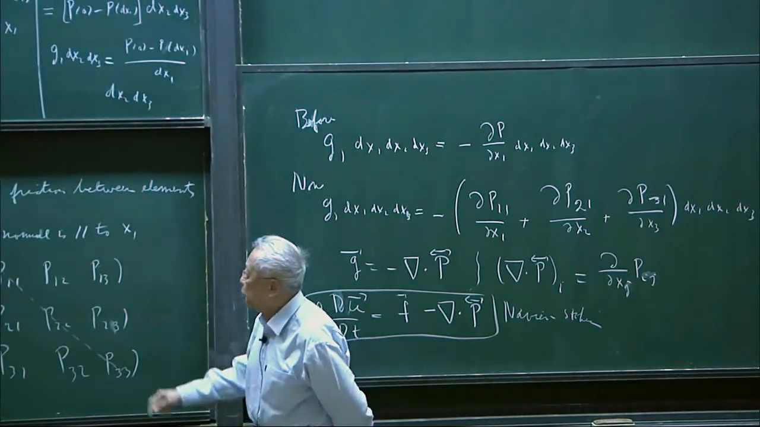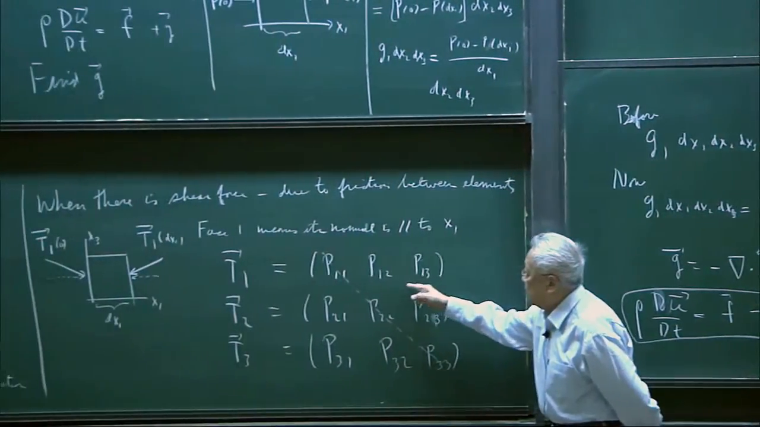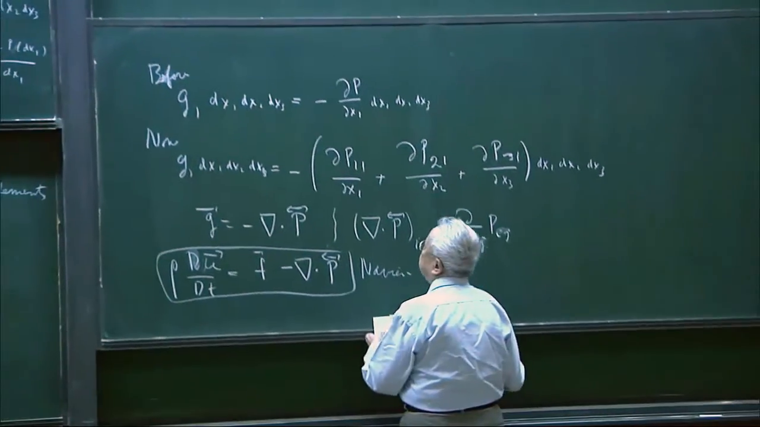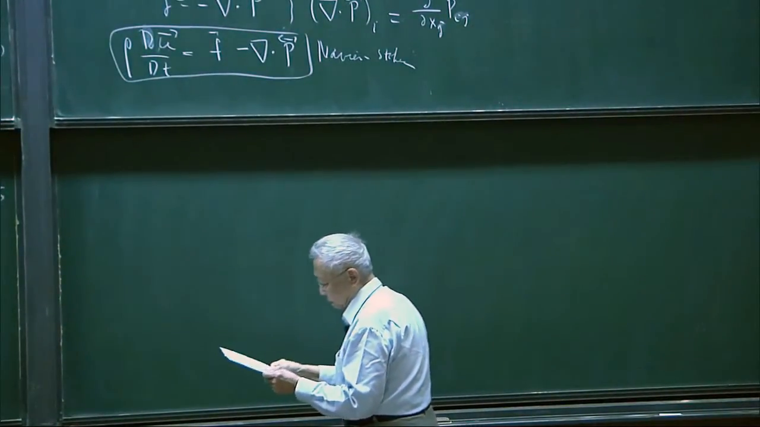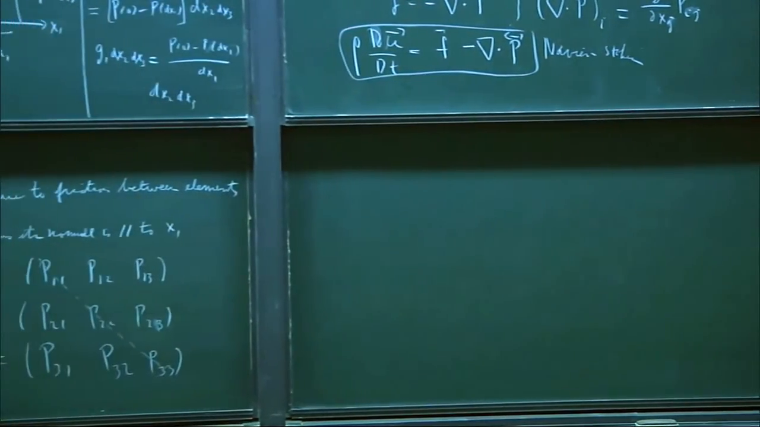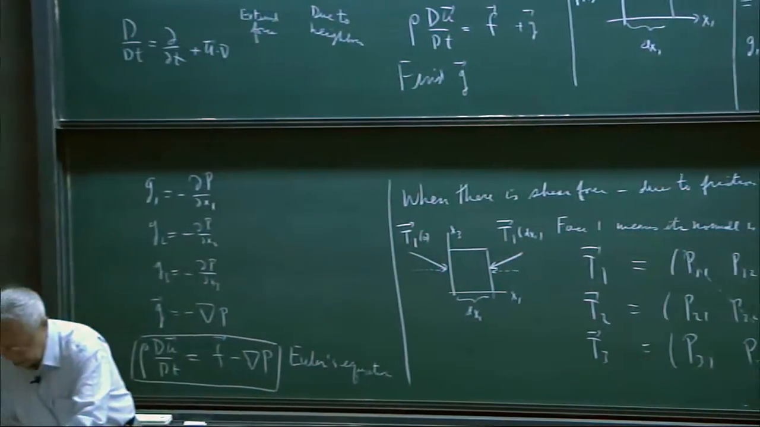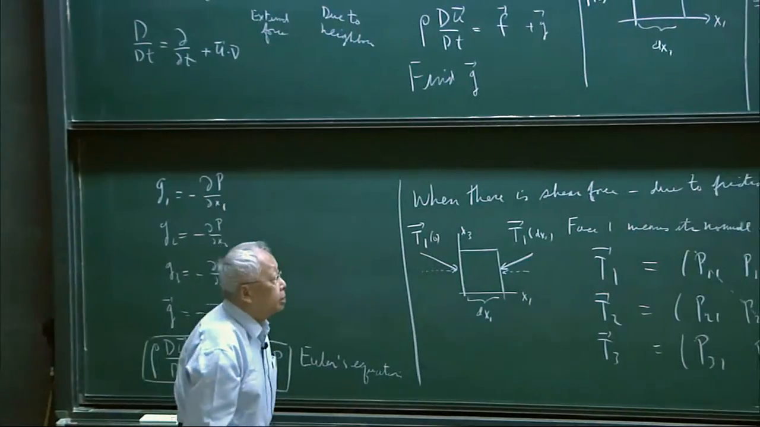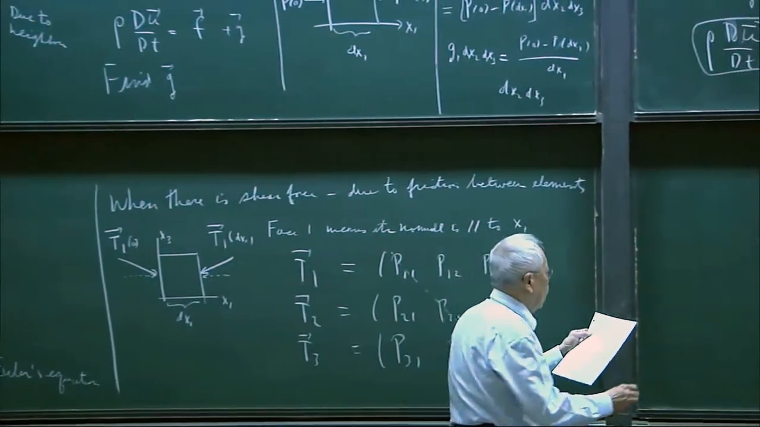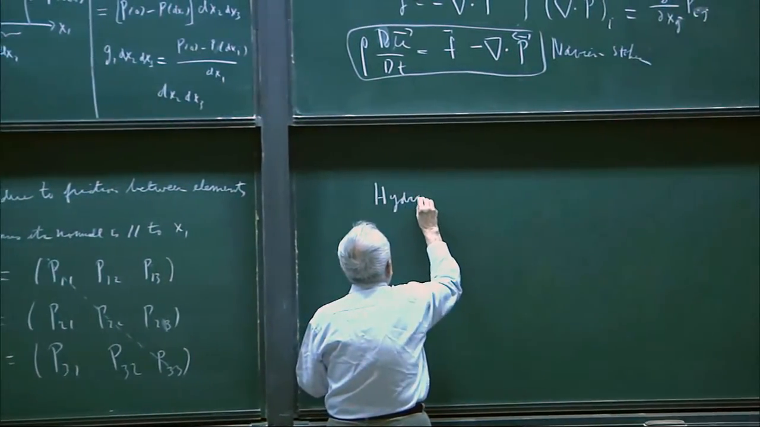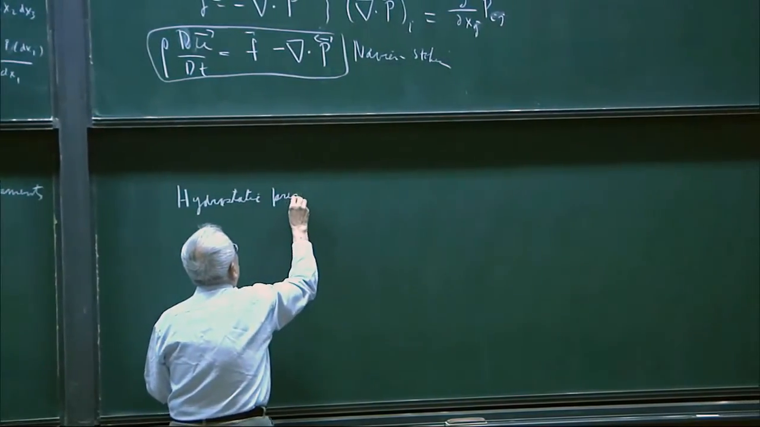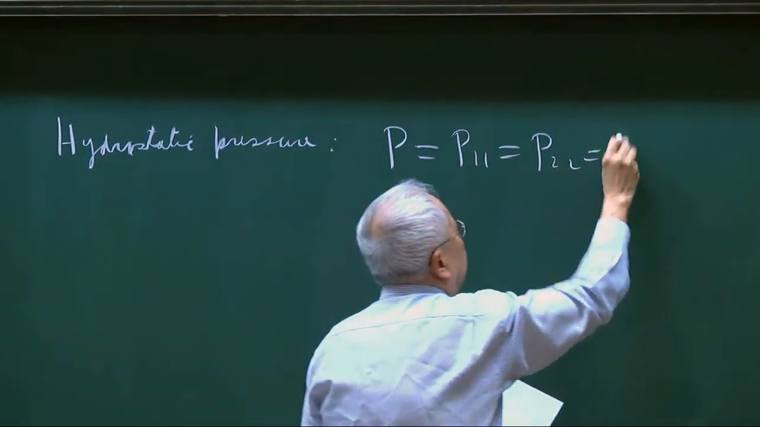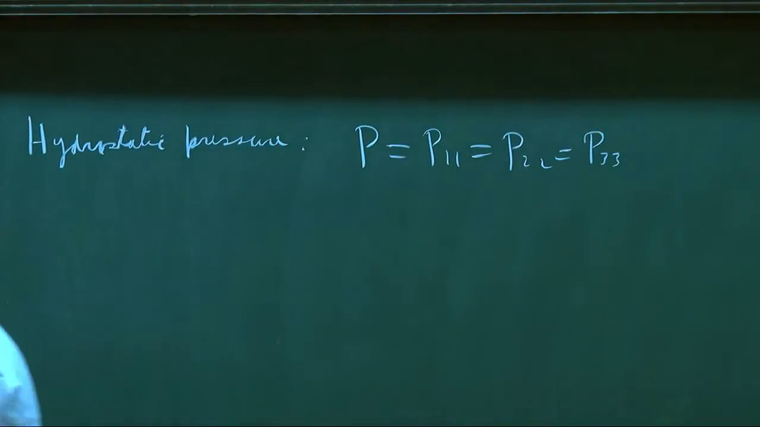So our next task is to express the elements in terms of observed coefficients. In this case, the viscosity. So first let us restate that the diagonal elements of the pressure tensor are just the hydrostatic pressure. And since the hydrostatic pressure is isotropic, they are the same in all directions. P is equal to P11 is equal to P22 is equal to P33. Those are the diagonal elements.